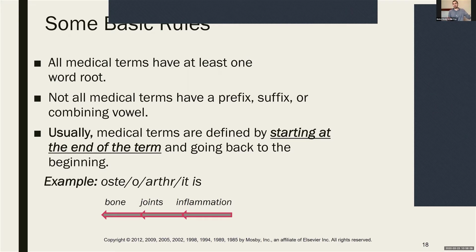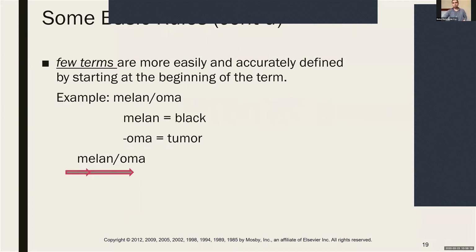So sometimes we will put that suffix actually in front of the word when we're speaking out its definition or its meaning, and that's why we're reading it from backwards to forwards. A few terms do not follow that rule, and so we would actually be going from left to right, or forwards to backwards, such as in melanoma.